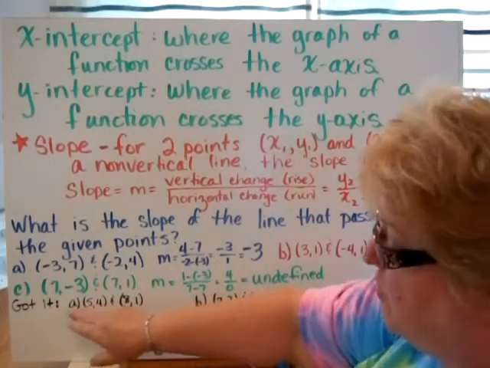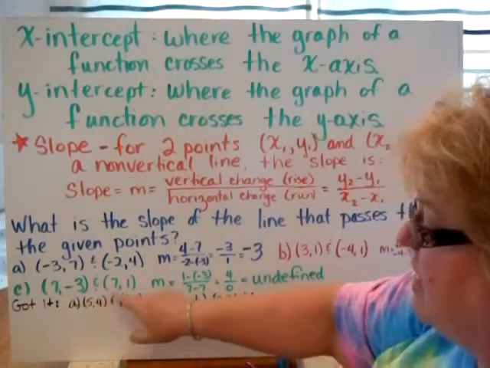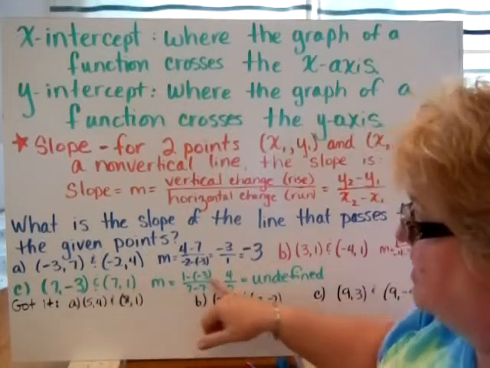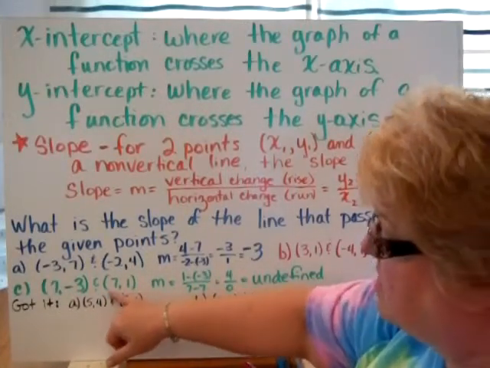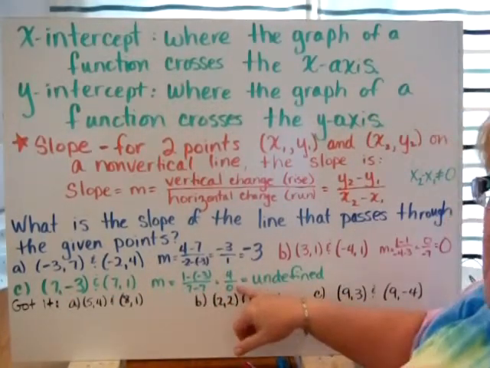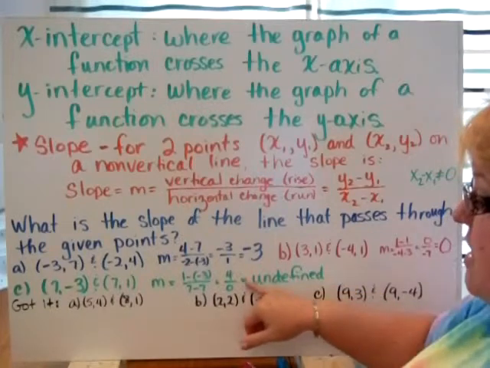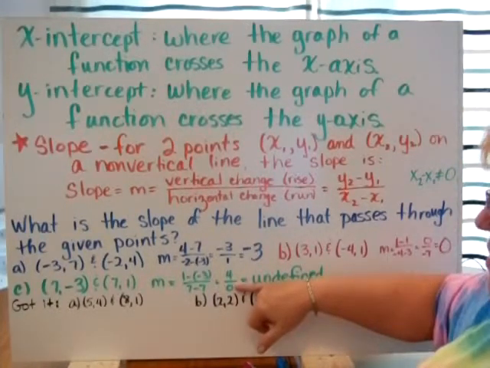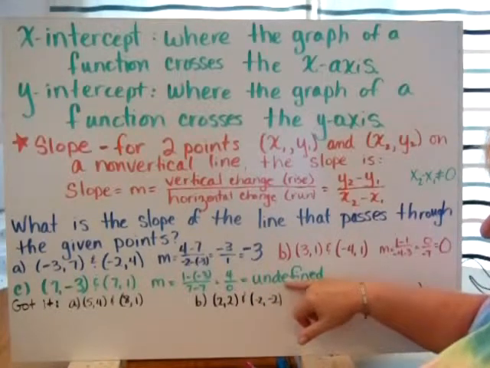In the third problem, we have the point 7, negative 3, and another point 7, 1. The slope is 1 minus a negative 3 over 7 minus 7. This gives us 4 over 0. Since we cannot divide by 0, this slope is undefined. So anytime you see a 0 in the denominator, you know that your slope is undefined.